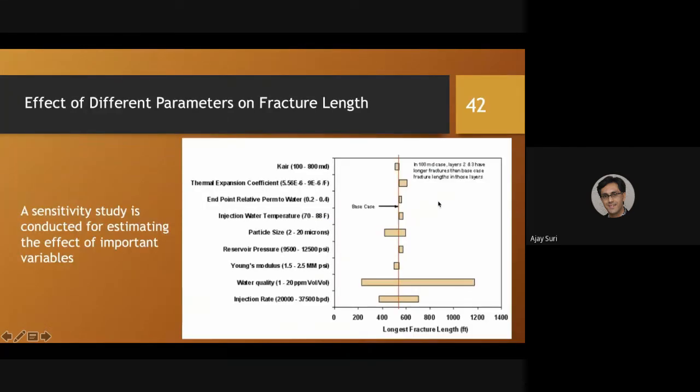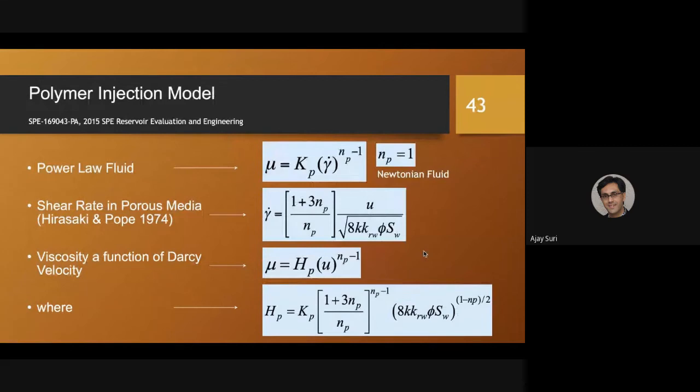So we also do sensitivity by finding the effect of different parameters on fracture length, and find out the critical parameters. So typically water quality, sometimes even the temperature is critical if thermal fracturing is there. So from there we can make decisions. I'll just show you a few more things.